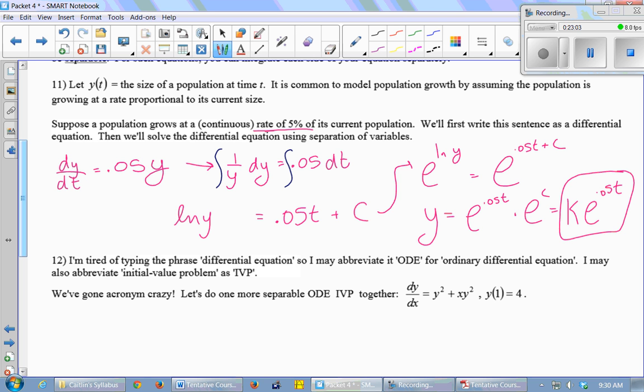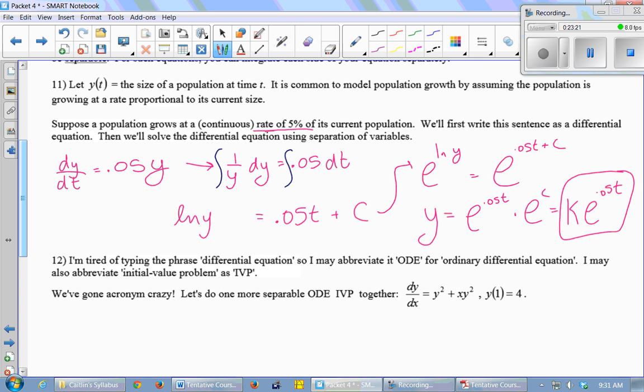What is k? That's your starting value, yeah. In order to find out what k is, you would have to have some initial value given. So this is a general solution. You need an initial value to get a particular solution.